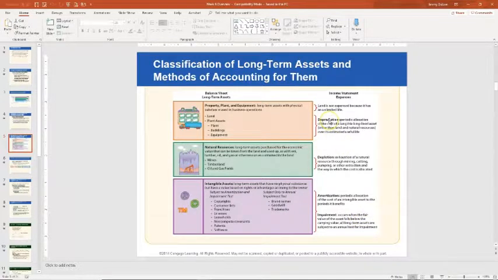And notice that they're called different things too. So plant, property, and equipment, they get depreciated over time. Natural resources get depleted over time. And intangible assets get amortized over time. So just remember there's different terms for basically the same thing, and that is like this bleeding out of the value of that particular asset over time.